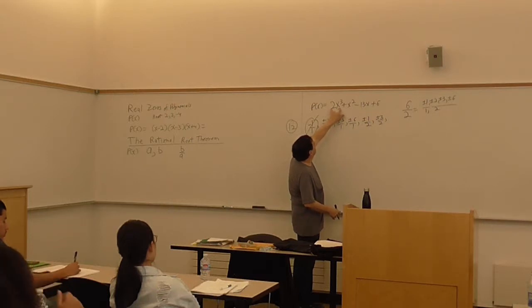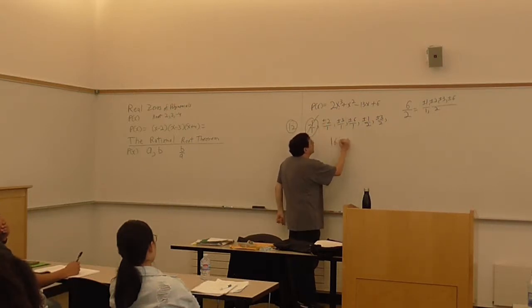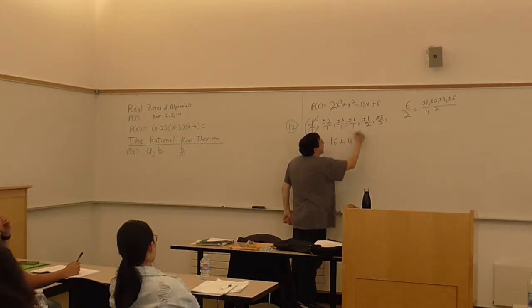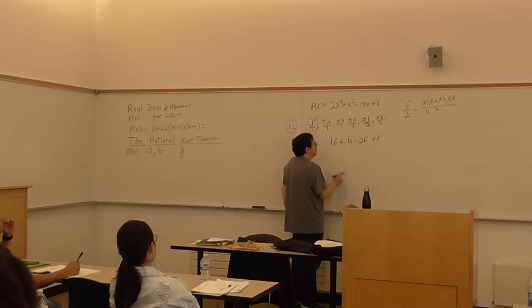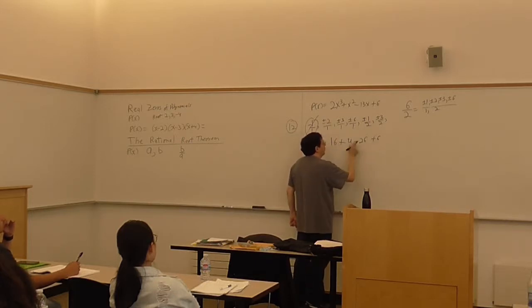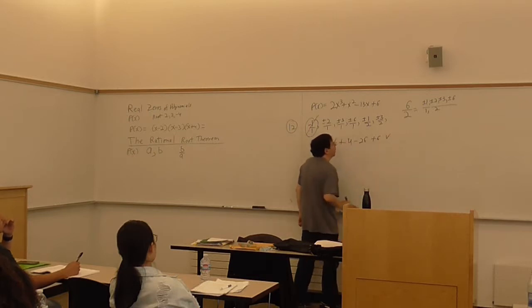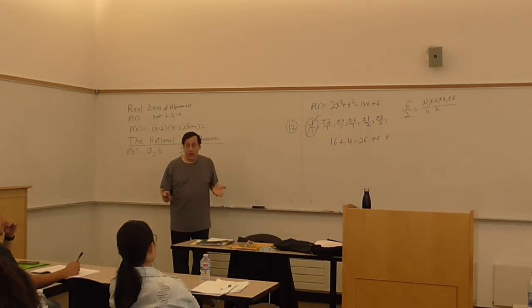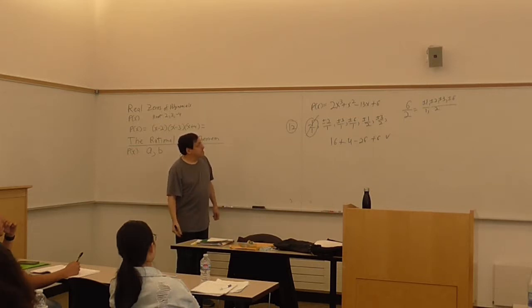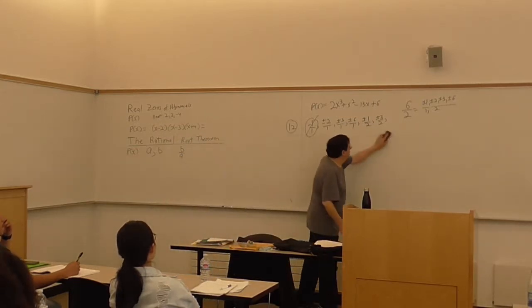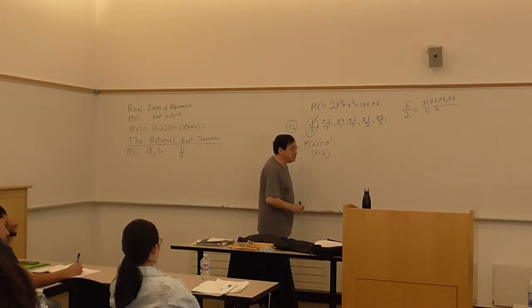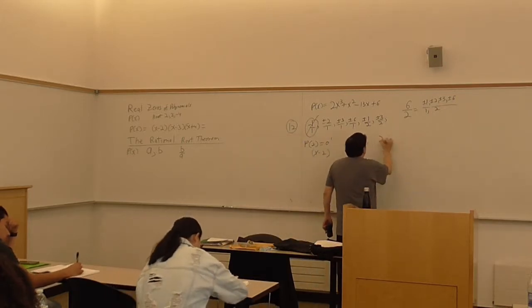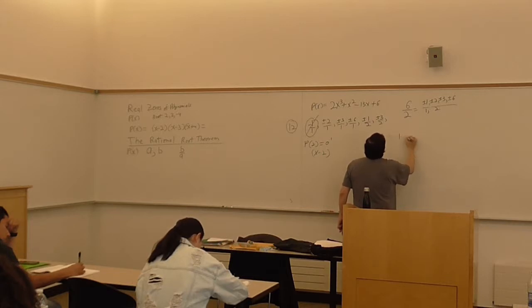2 cubed is 8, times 2 is 16, plus 4, minus 26 plus 6. 16 plus 4 is 20, minus 26 is minus 6, plus 6 is 0. I got lucky again. So I know that p of 2 is 0, or x minus 2 is a factor. And once again, I can use synthetic division.